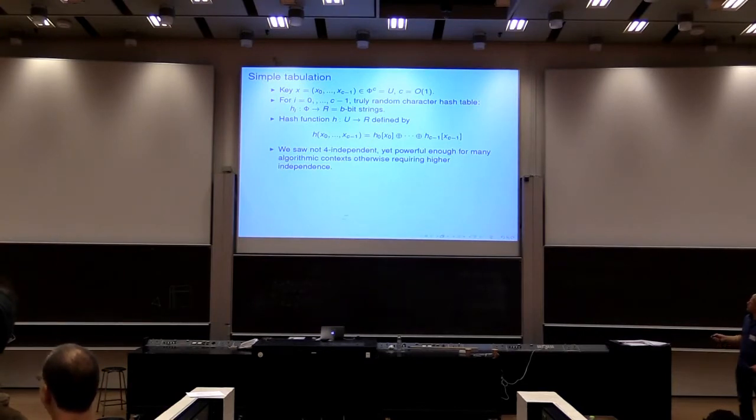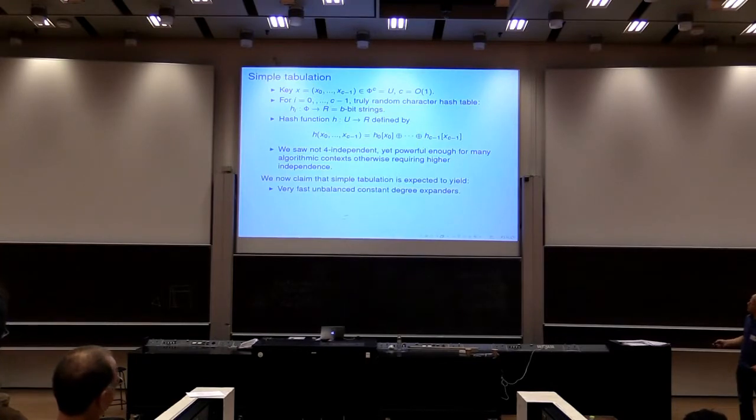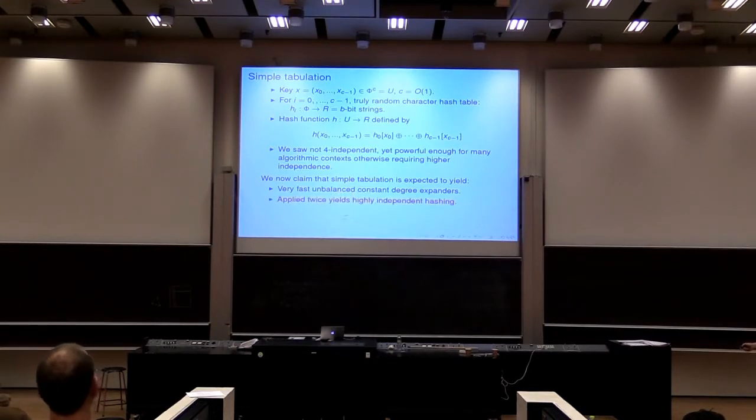So again, what we had was this simple tabulation thing. Here we saw that five-point independence did not work. We now claim that simple tabulation is expected to yield some very fast, unbalanced, constant degree expanders. Expanders are an important area relevant to randomized algorithms and stuff like that. And we actually get, in some sense, the best unbalanced expanders known. That also applies, and when we apply it twice, we get these highly independent hashes.